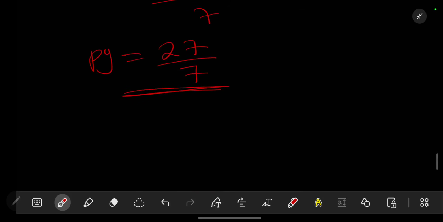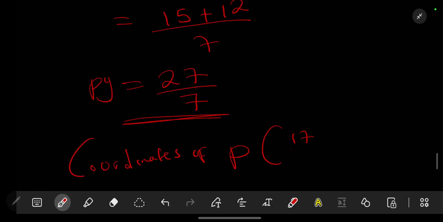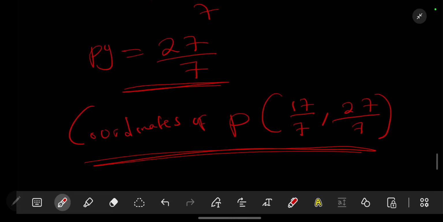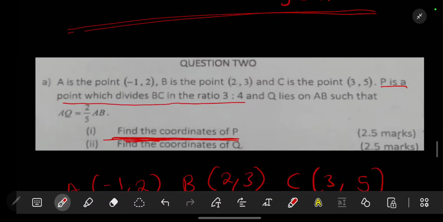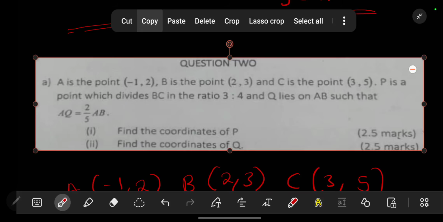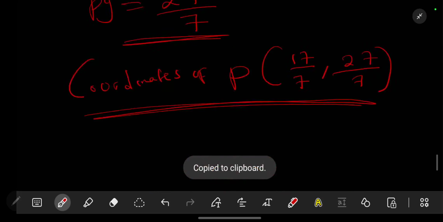So the coordinates of P should be, we have found our x is 17 over 7, comma our y is 27 over 7, like that. So these are our coordinates of P as required. We get our 2.5 marks there. Then this one will require us to think a bit.